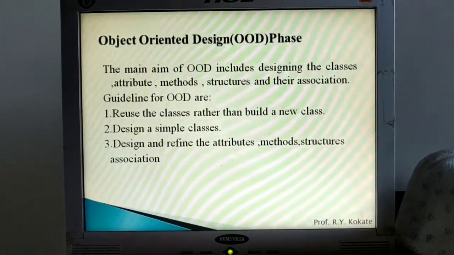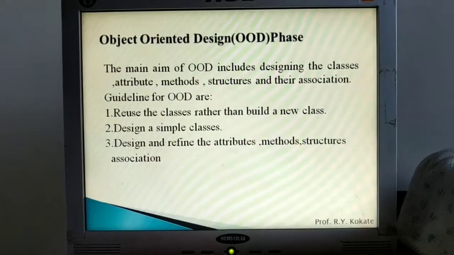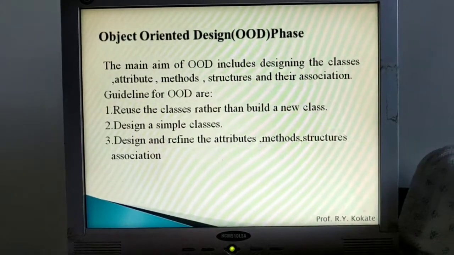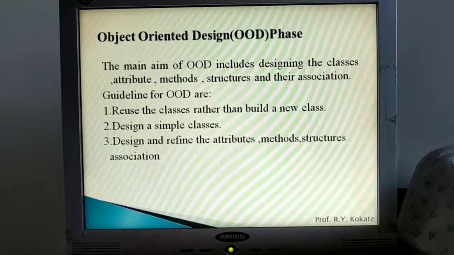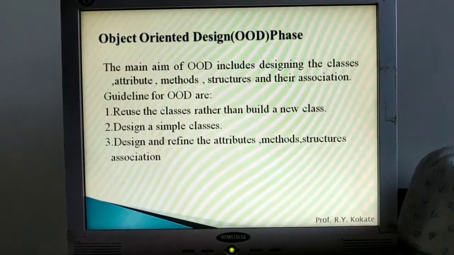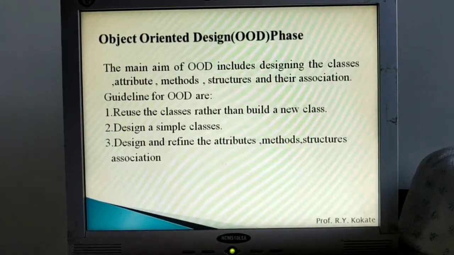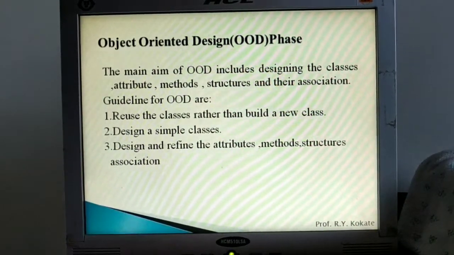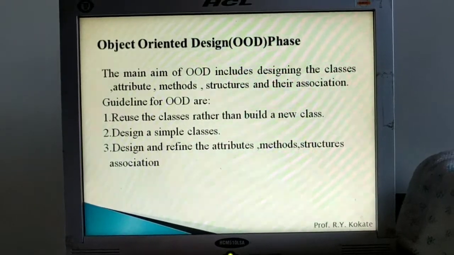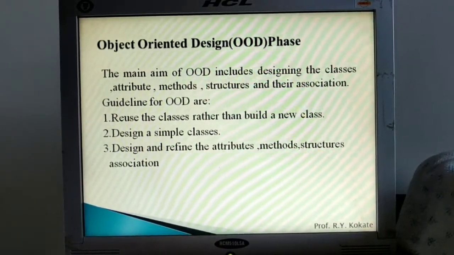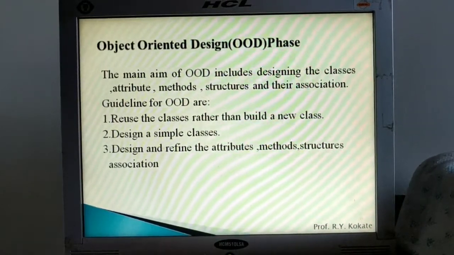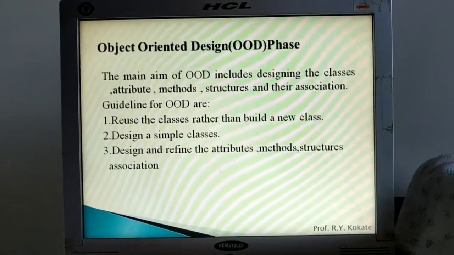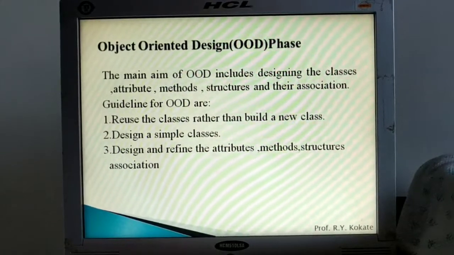The next phase is object oriented design. In this phase, we design the classes, attributes, methods, structure and the association between two classes. Some guidelines are provided. The first guideline is to reuse the classes rather than build a new class, that means use the inheritance concept when designing the classes. The second is to design simple classes. The last one is to design the attributes, methods, structure and association. All these are the guidelines in the design phase.